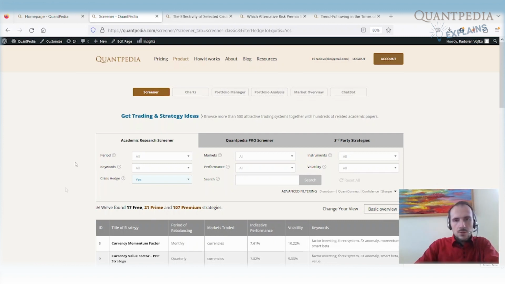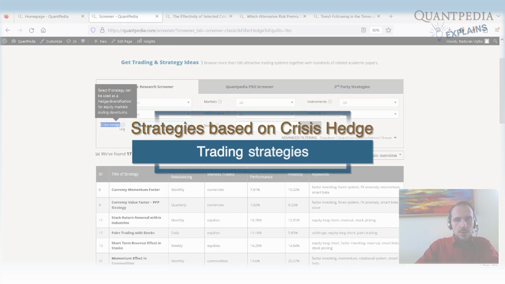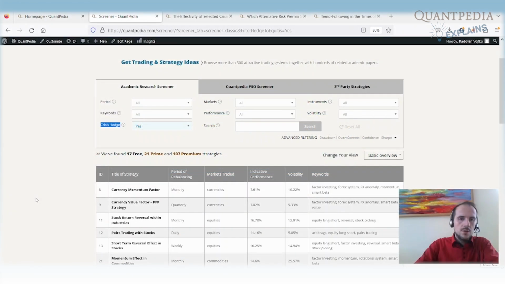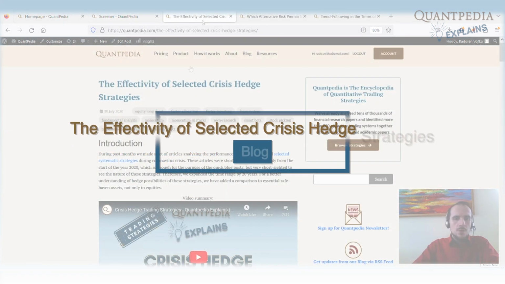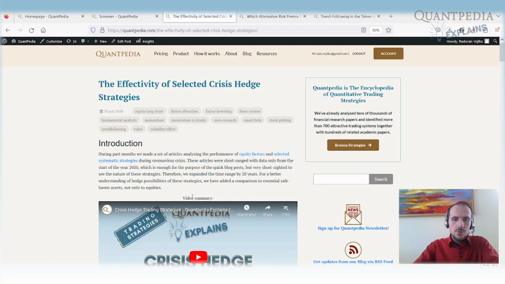Firstly, I would like to show you that there exists a field called crisis hedge directly in Quantpedia, where you can select and find all of the strategies that are potential crisis hedges that you can use in your portfolio. Those strategies are everywhere: in equities, currencies, commodities, cross asset. You can use ETFs, futures, forex, whatever. So there are a lot of strategies like that. We also have an older article, the effectivity of selected crisis hedge strategies, more than 3 years old. So as you can see, this topic is periodically reappearing.